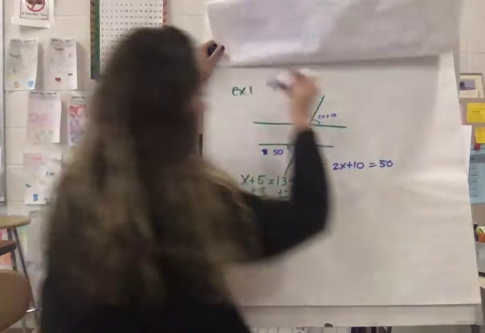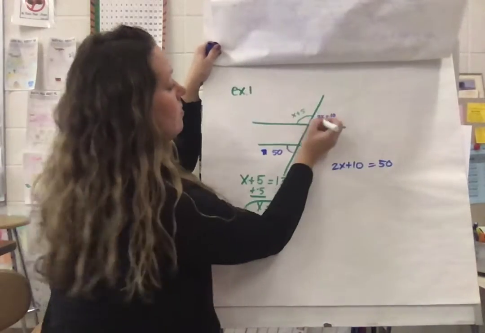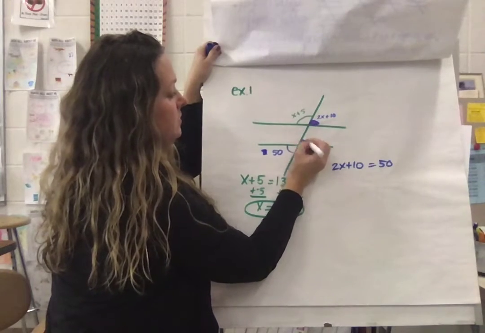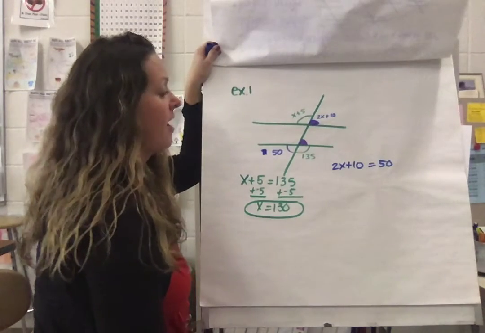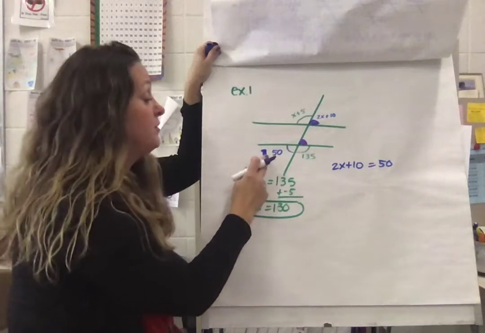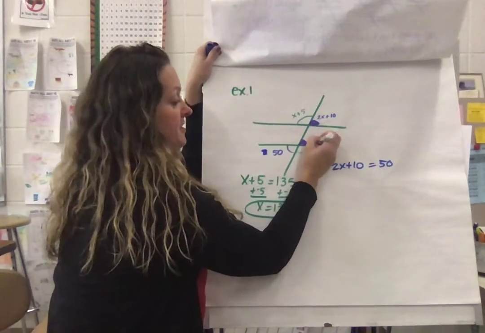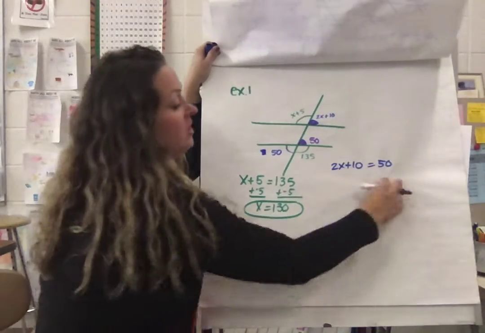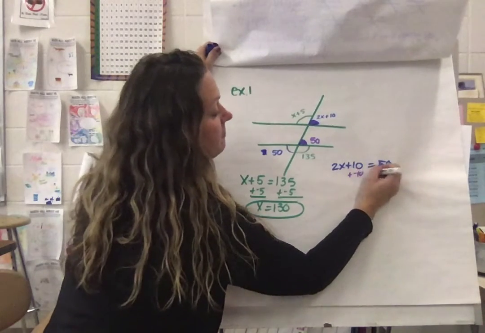If I were to say that I wanted these two angles and I wanted you to solve for x, I may need to know that I used a vertical angle to solve for 50, because those are vertical angles, and then set up an equation to solve for x.